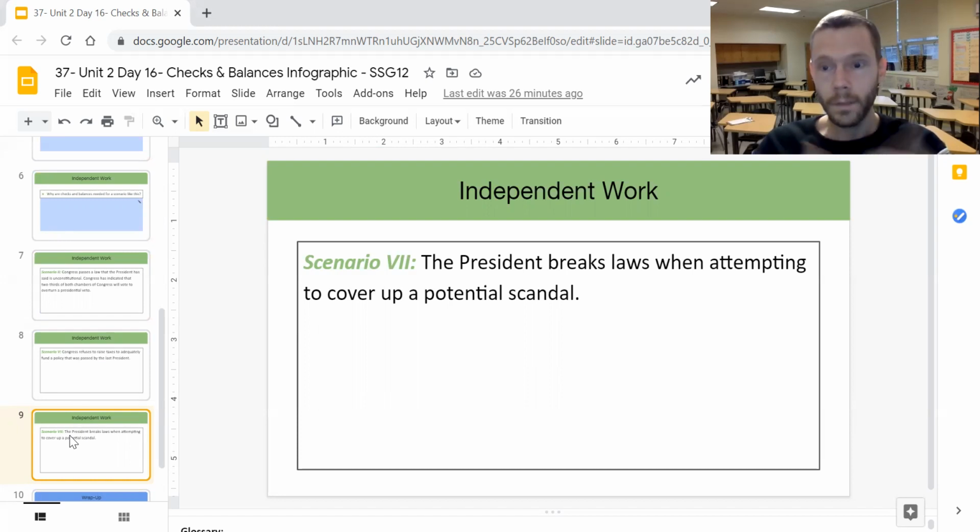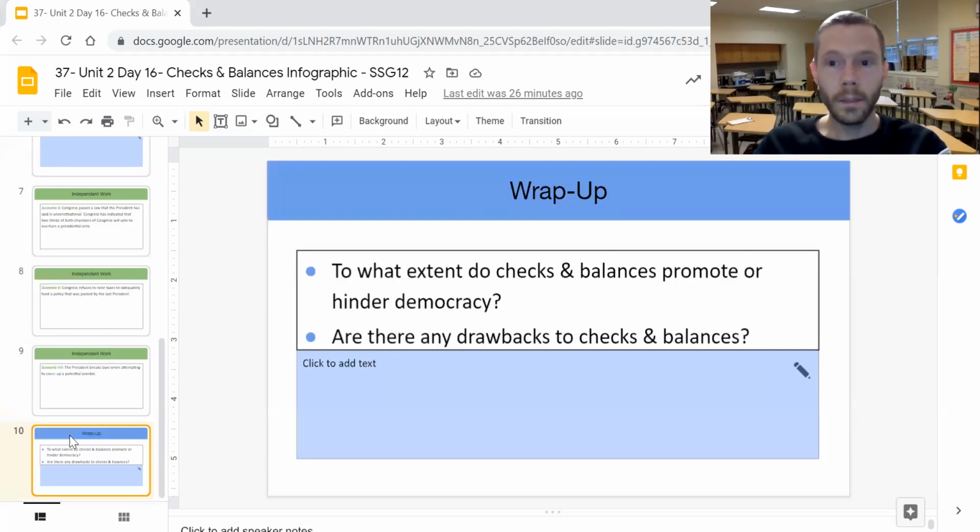And again, that check is really necessary to make sure that a president is not able to subvert the law for their own personal gain, which is something that we don't want to see in a democracy. And then in the lesson, your teacher will likely ask you to consider how checks and balances promote democracy, or perhaps hinder democracy if certain popular actions or plans that are supported by the American people are being prevented by either the president, the legislative branch, or the judicial branch. And then really thinking about if there are any drawbacks to checks and balances.